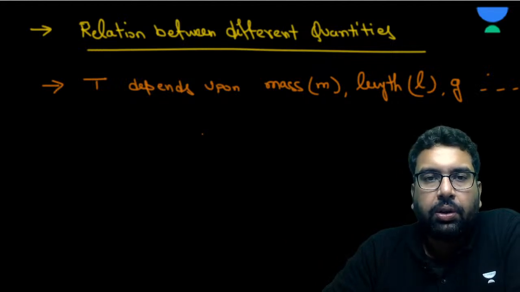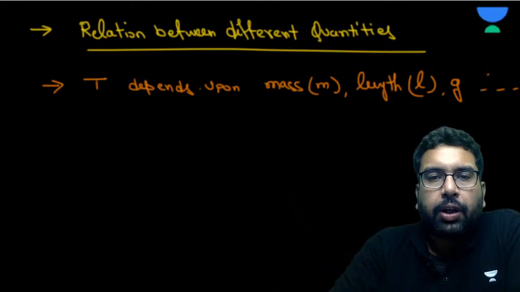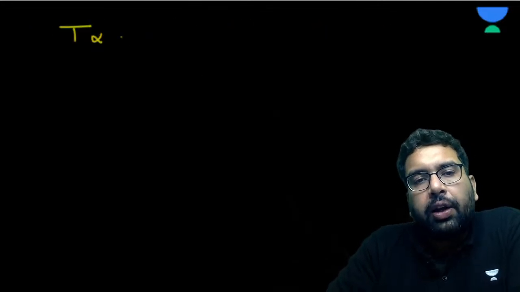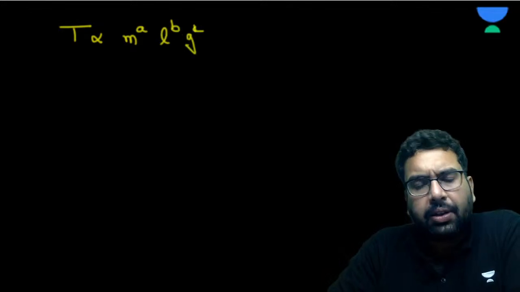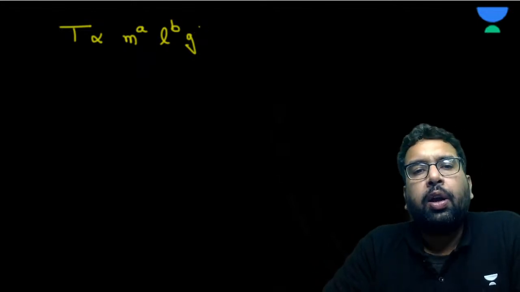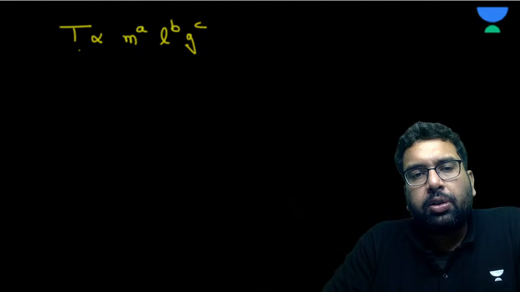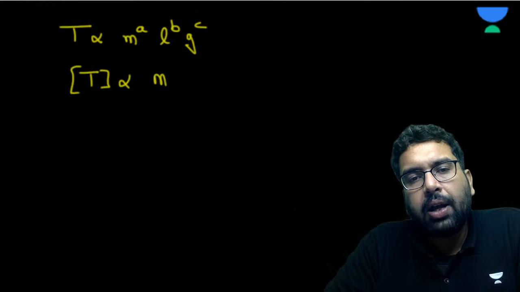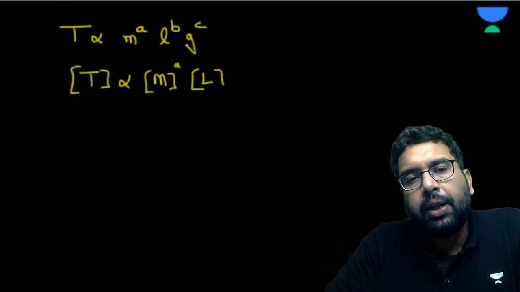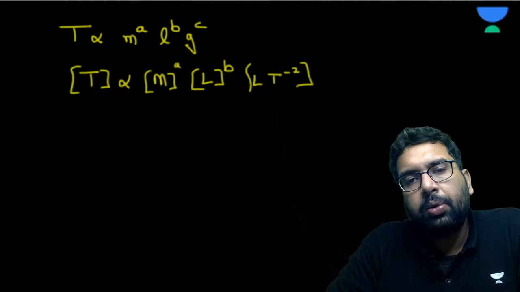Again, we can use the concept of dimensional homogeneity. We can say that T is proportional to mass to the power a, L to the power b, and g to the power c. You can write x, y, z also, whatever you want. The dimension of the time period is T. The dimension of mass is M, of L is L only, and of g it is LT minus 2 to the power c.